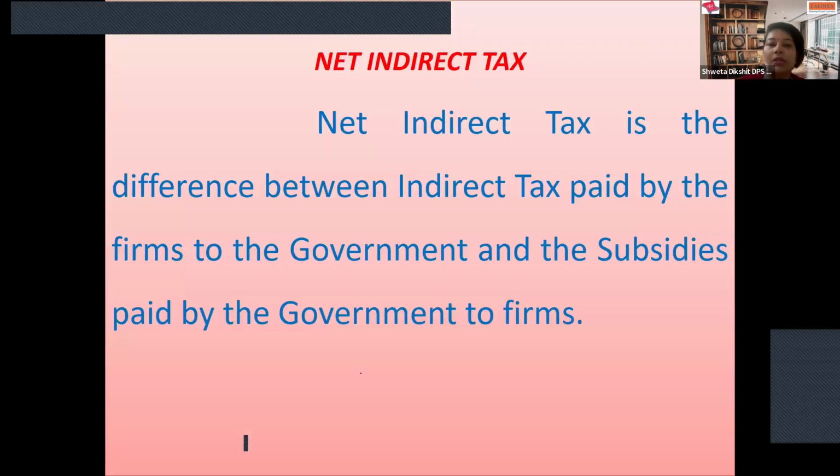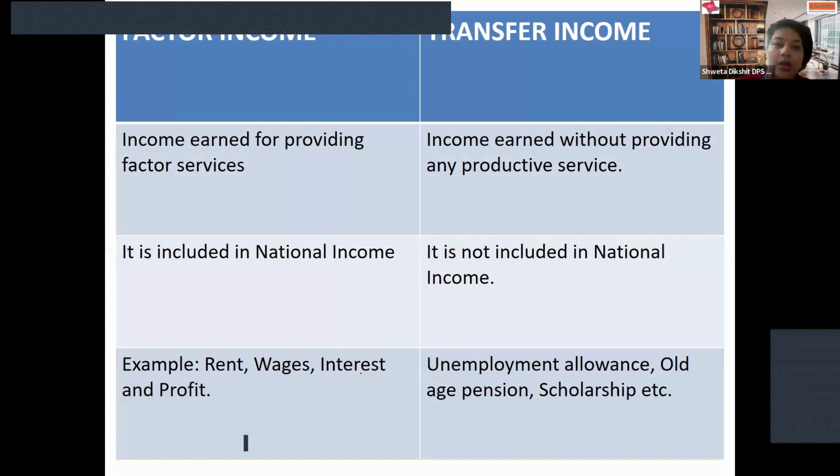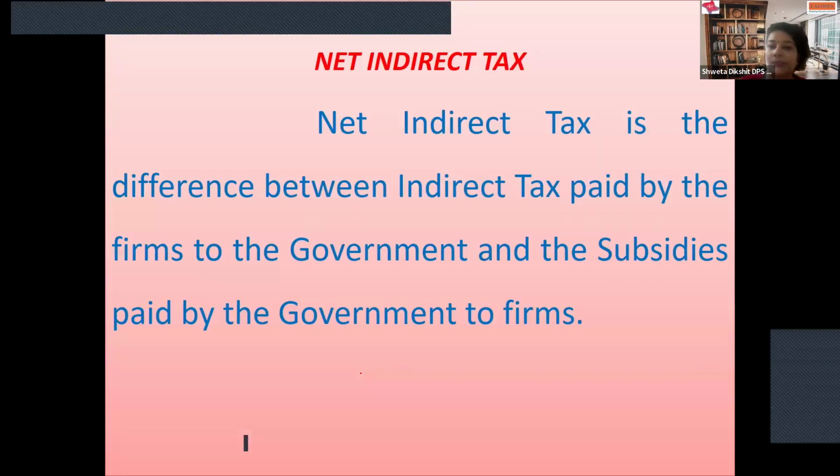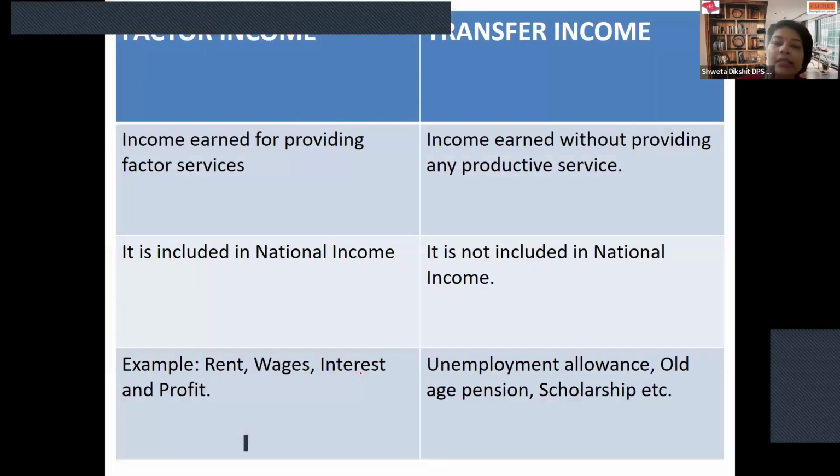Now, some more basic concepts. That is net indirect taxes, which I'll tell you in the next PPT. That is more interesting. Here I tell you the factor income, transfer income difference. You can see the screen. Please take a screenshot quickly so that you can write it if the difference is asked.